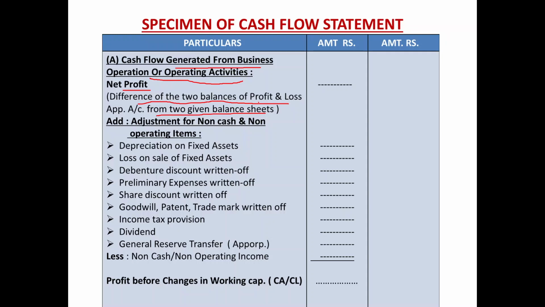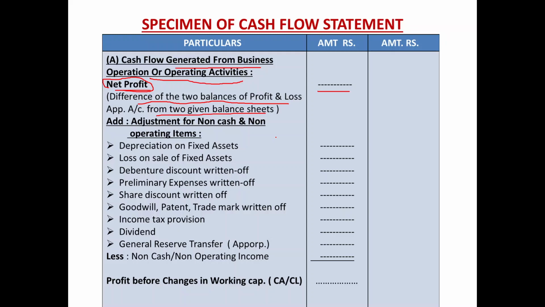Cash flow statement is a historical statement. तो दो बैलेंस शीट दिए जाएंगे, एक second last year and one for the last year, and we have to prepare the cash flow statement for the last year. So just compare the two balances of profit and loss appropriation account from those two given balance sheets and find out the profit or loss of the year and report it over here. Now we have to convert this net profit into cash profit generated only from business operation transactions. It means we have to give certain adjustments for those transactions which by nature are either non-cash or non-operating.